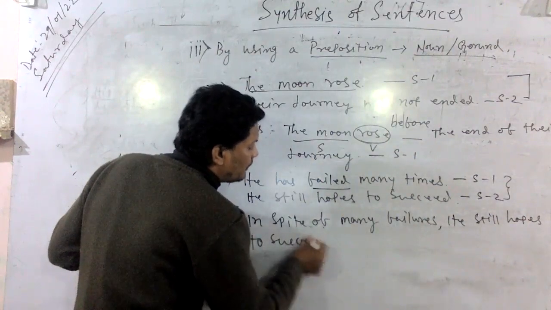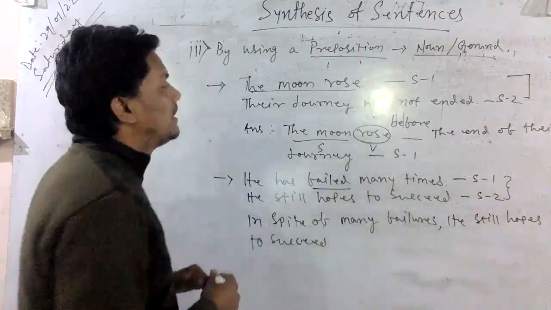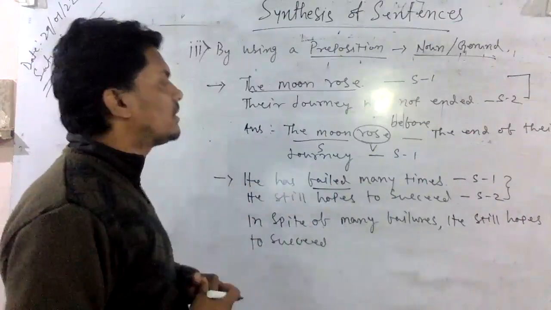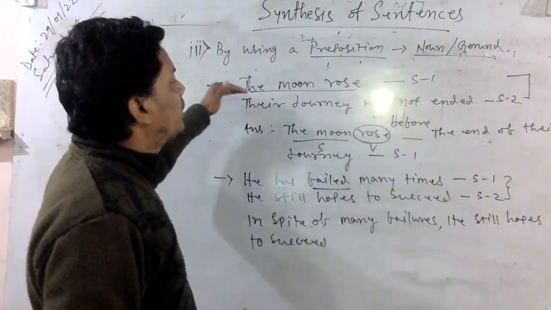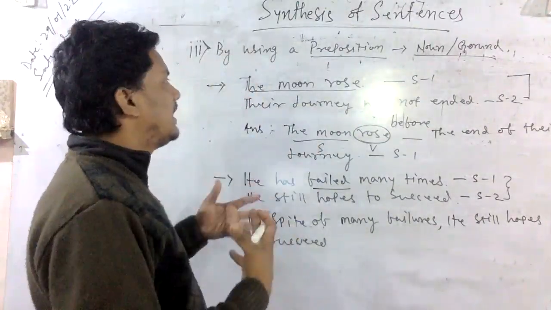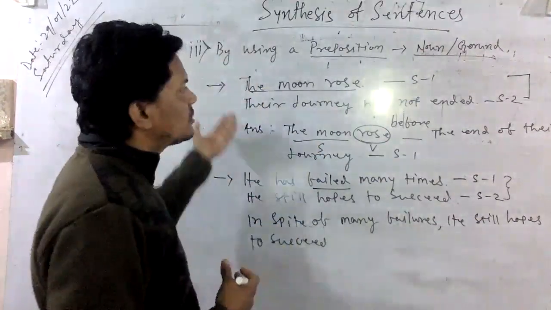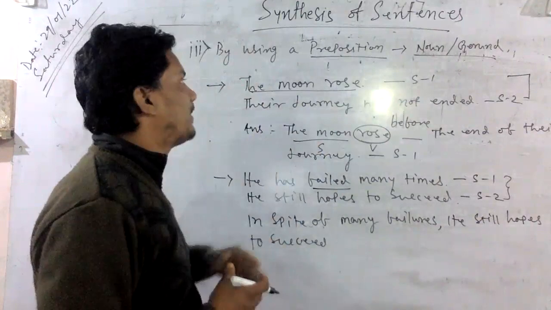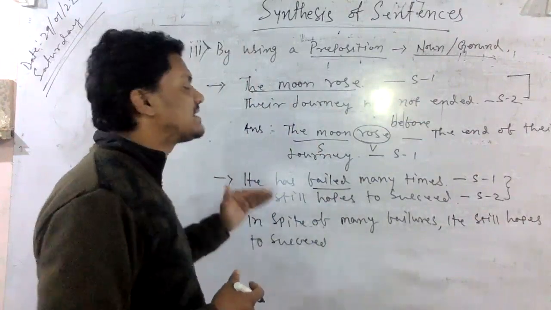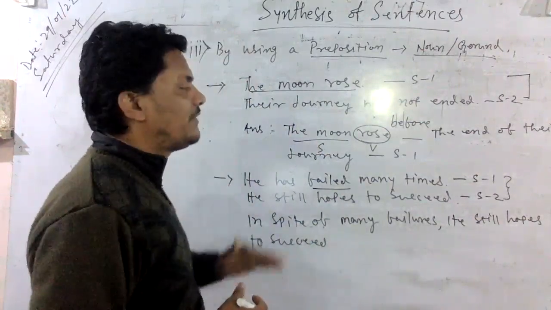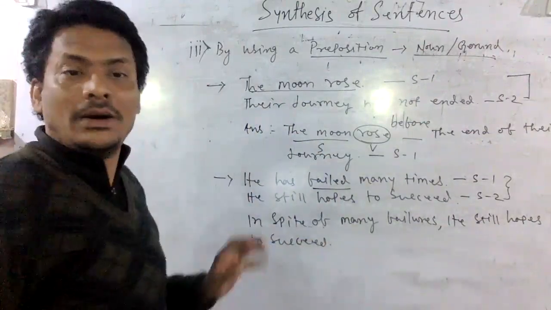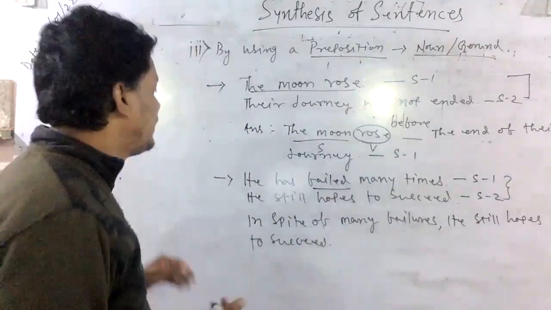So always keep the first one as the main change. If you cannot find the change in the first sentence, then you can go for the second sentence. Like here, the moon rose, the journey was not ended. We find it a little difficult to change the first one, so that is why we changed the second part. The moon rose before the end of their journey. He has failed many times. He still hopes to succeed. In spite of many failures, he still hopes to succeed. This is one example.